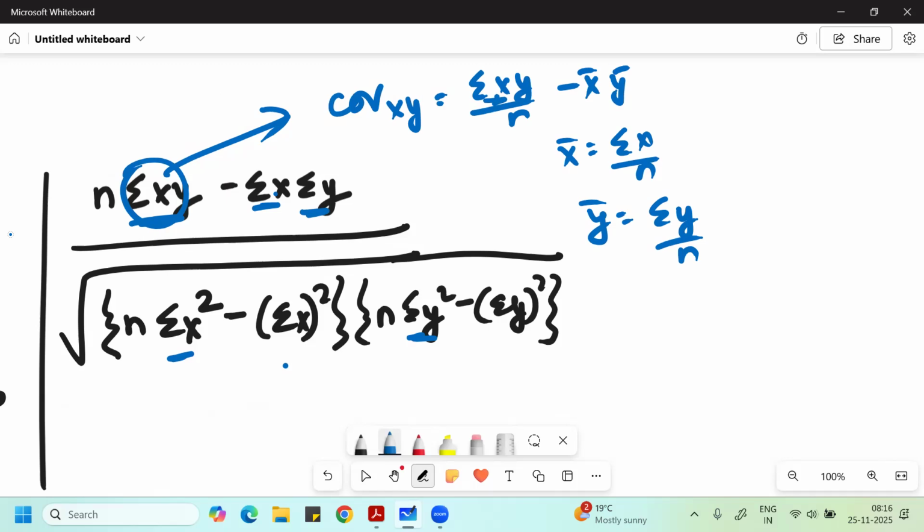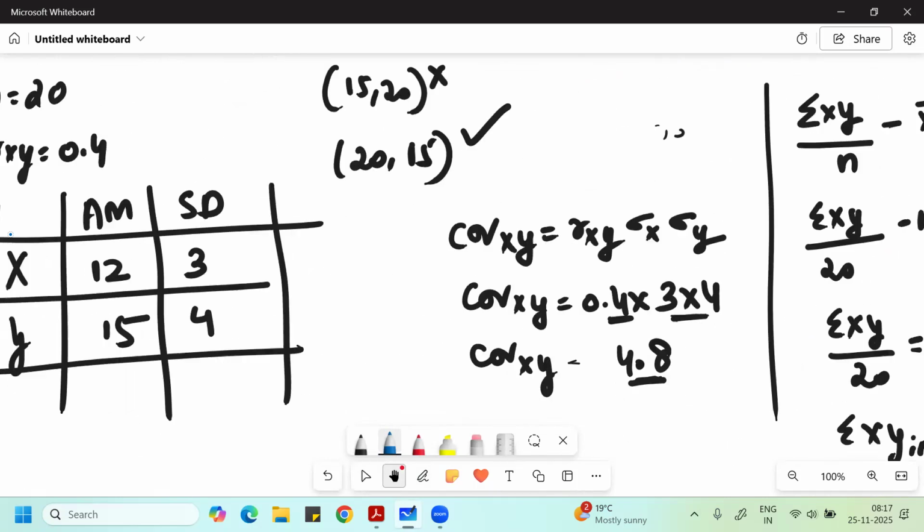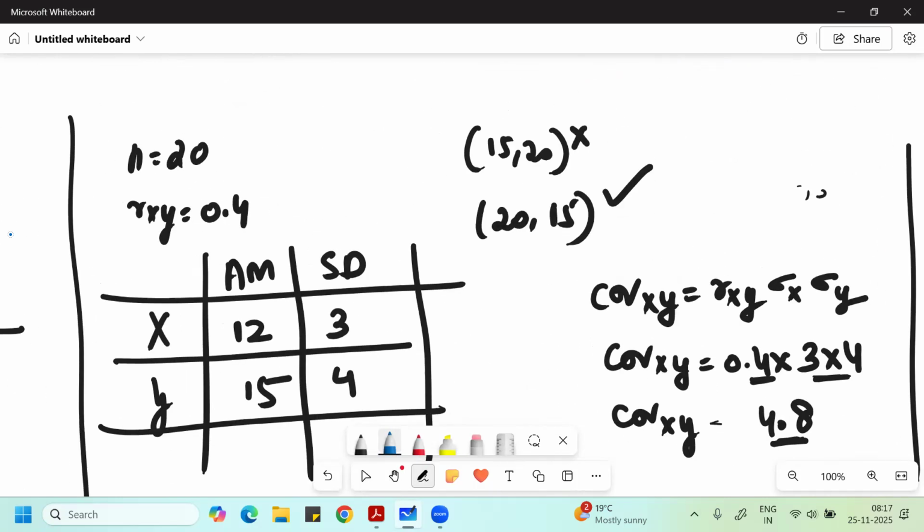Similarly for sum of x square and sum of y square, you have to use the variance formula: sum of x square by n minus x bar whole square. And in this way, you have to find every time the incorrect sum of xy, incorrect sum of x, incorrect sum of y, incorrect sum of x square, incorrect sum of y square, and then correct them, because the value which was 15 comma 20 was supposed to be 20 comma 15. 15 comma 20 was an incorrect value that you have to correct with 20 comma 15.